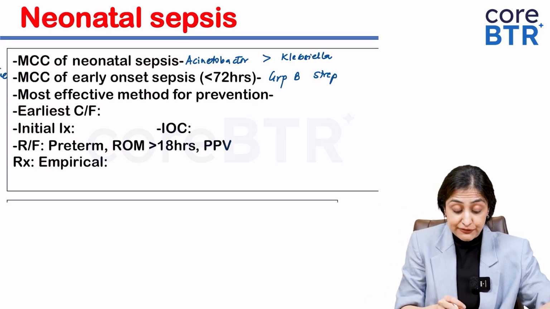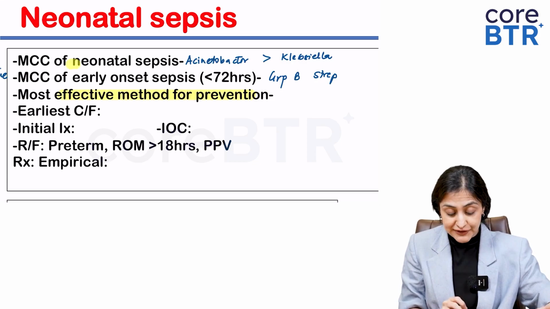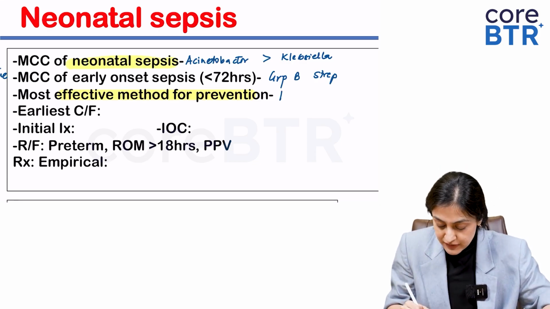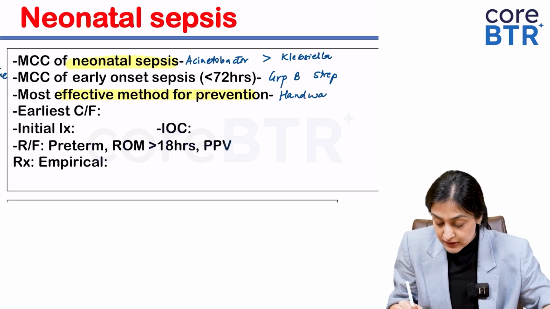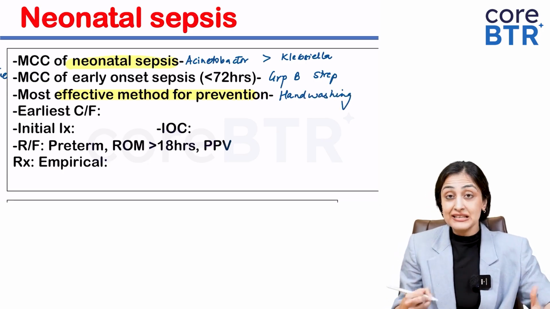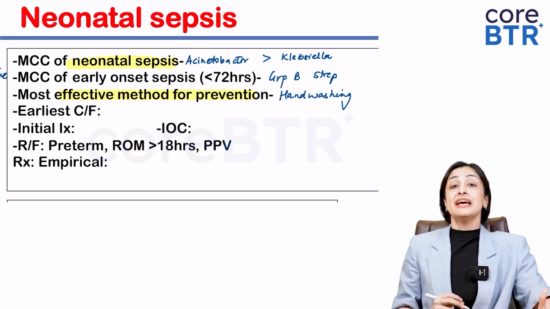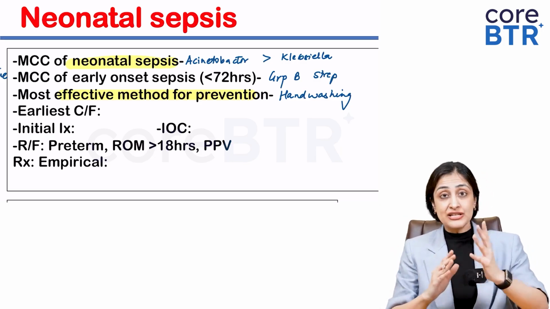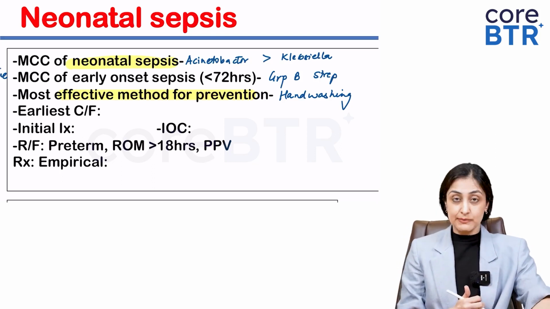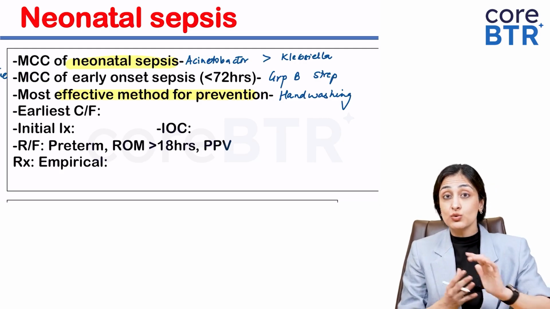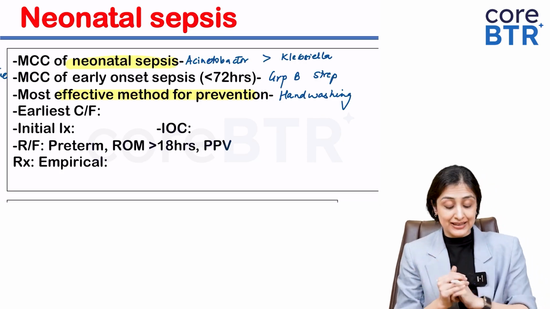The most effective method of prevention, and here I'm talking mainly about late onset sepsis, is effective hand washing. So the handlers who are handling the neonates, the doctors, the nursing staff, the technicians, if they are maintaining hand hygiene, most of these infections can be prevented, right? So effective hand washing, and we've learned it in micro, the WHO steps, right?